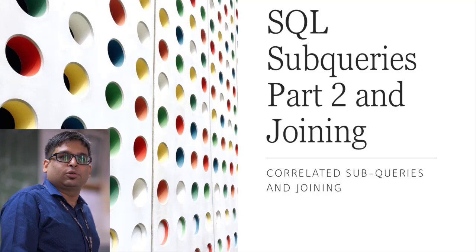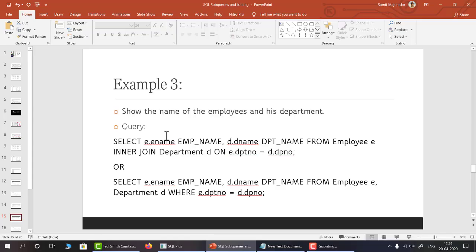In the previous video, we learned about correlated subqueries and joining in SQL. Now we are going to explain joining with some practical examples using our employee table and the department table. So let's start. Show the name of the employees and their departments.